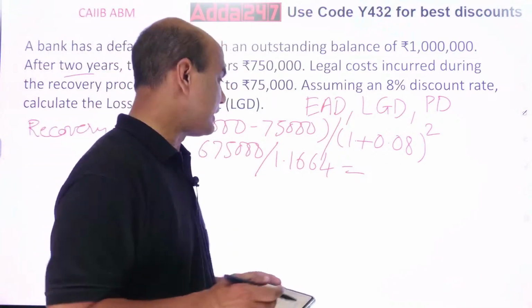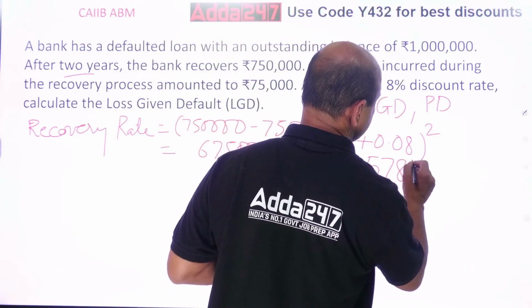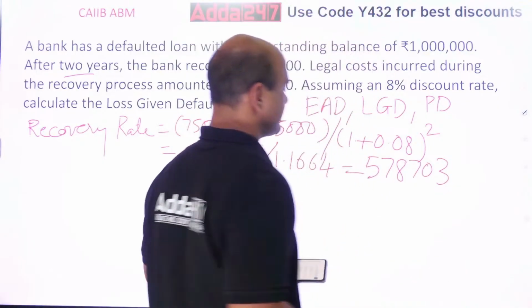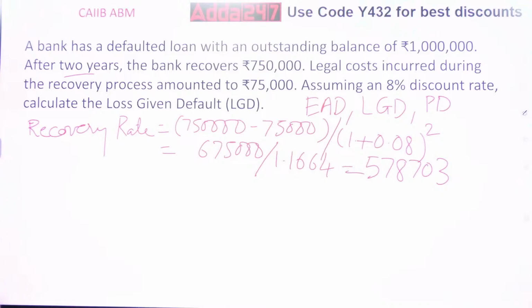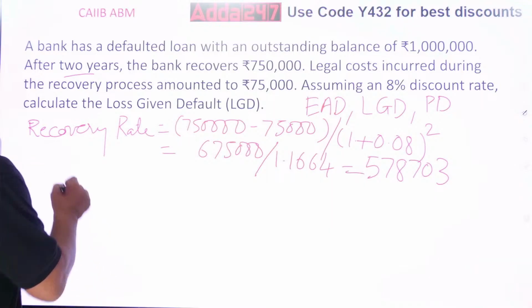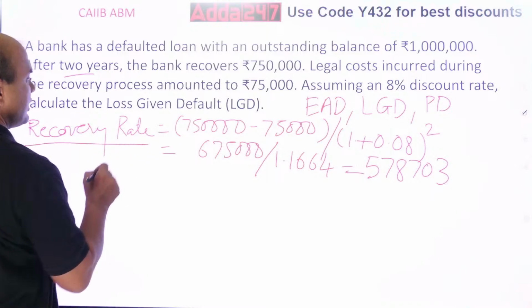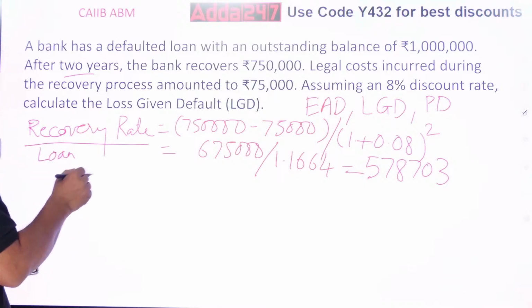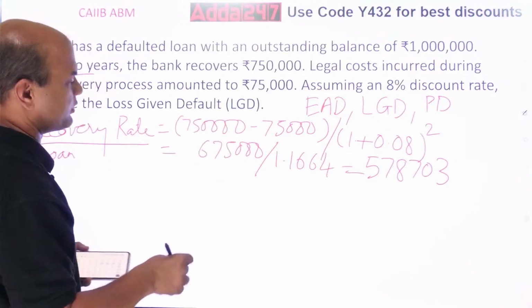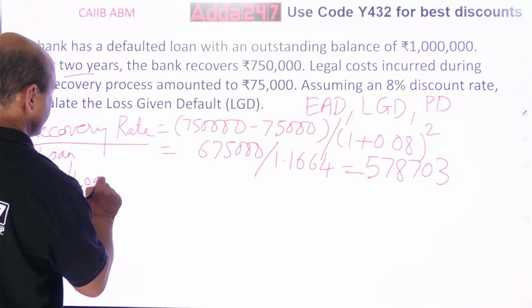578,703. Are you getting this? 5,78,000. This much is your recovery rate, which is not fully over up till now. Why? Because this recovery rate is actually this upon your loan amount. This is what you have to calculate: this full figure upon loan amount. So RR upon loan amount equals what now?